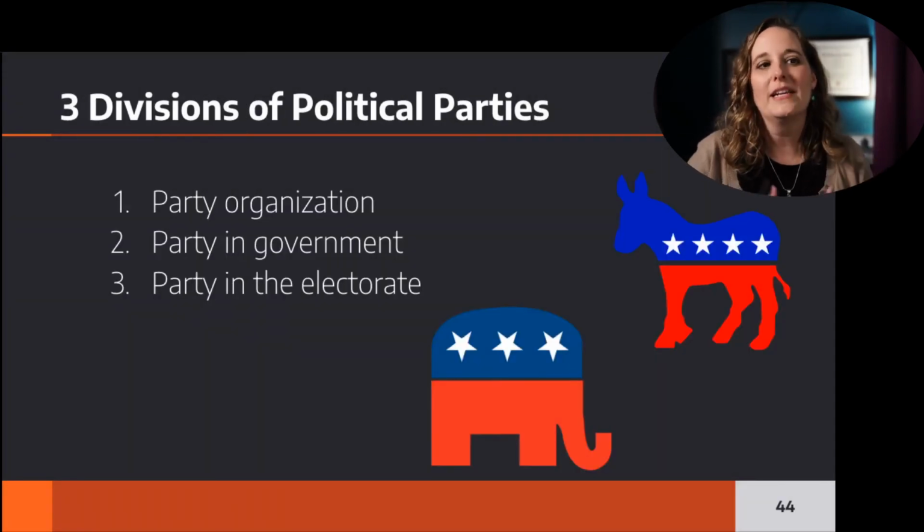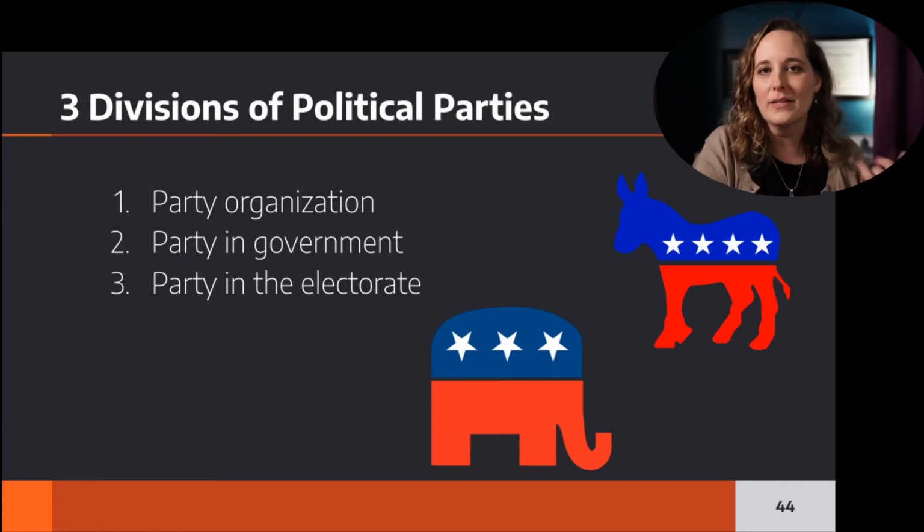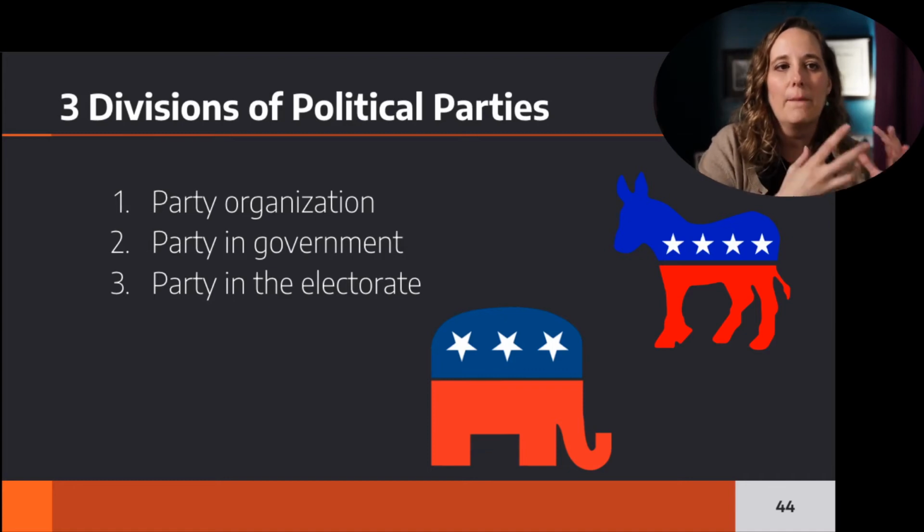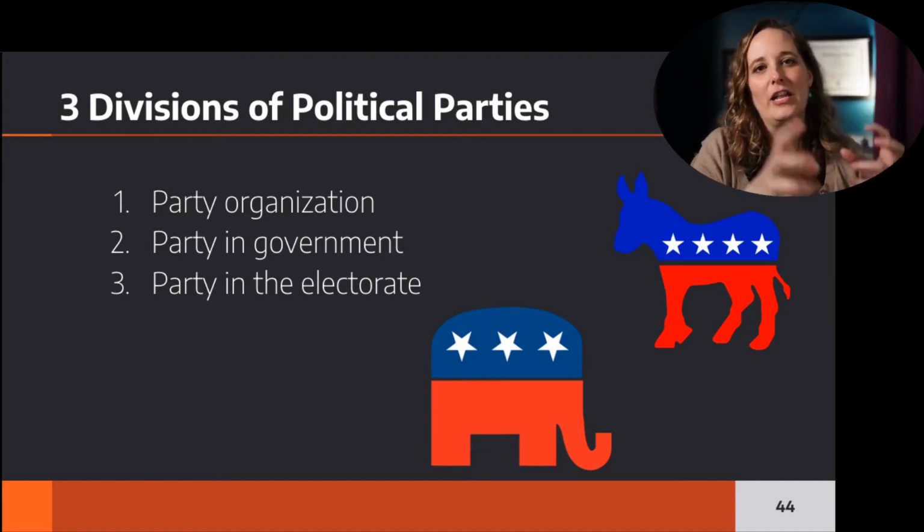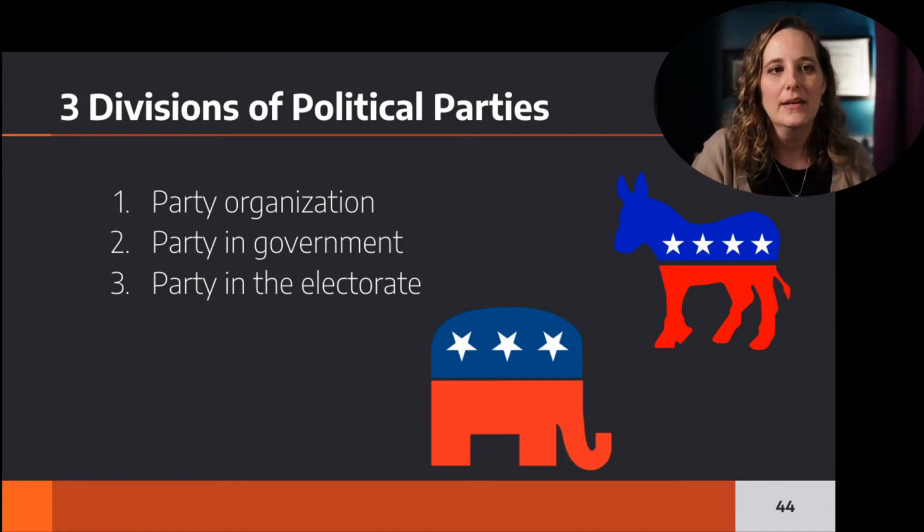There are also 3 divisions of political parties, and the first is the party organization. This is kind of the main chunk of the party. This is the part of the party that runs campaigns, that runs media campaigns, and this is where the functioning of the political party exists.